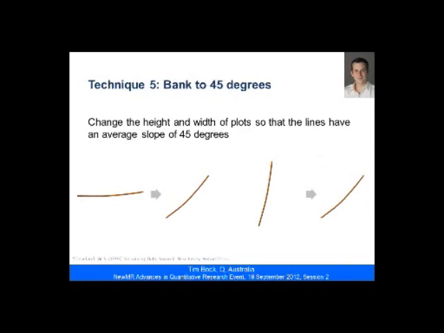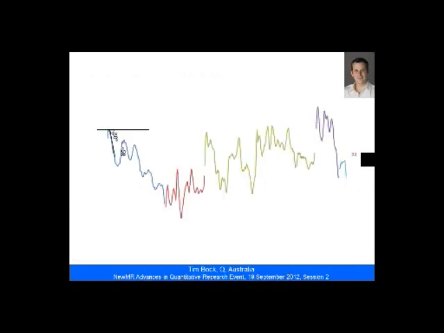Technique number 5, and this is quite an interesting technique, is to bank to 45 degrees. The idea here is that our brains aren't very good at perceiving patterns in near horizontal or near vertical slopes, and so we should adjust our charts so that the lines on the chart, or whatever other patterns may be, are close to 45 degrees. So I showed you some election polling data a little bit earlier. It's shown here again. Notice that most of the lines are nearly vertical.